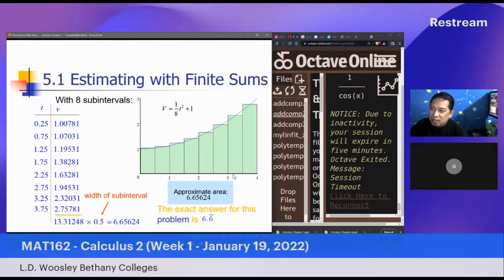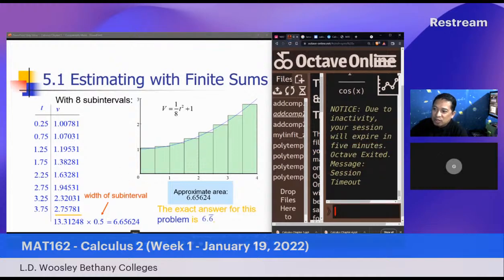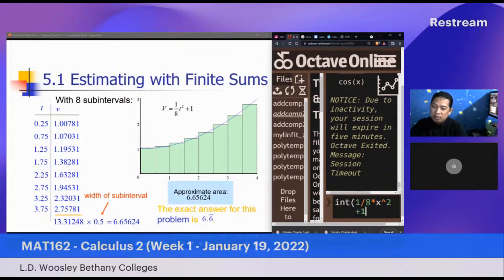Sige nga, pwede nga natin computing to pala. Pwede natin computing to. 0 to 4 siya. So, integral of 1 over 8 times x squared plus 1. So, yung px. Comma, from 0 to 4. Tama yung coding ko dito. Para makita rin, ma-verify din natin using Octave.